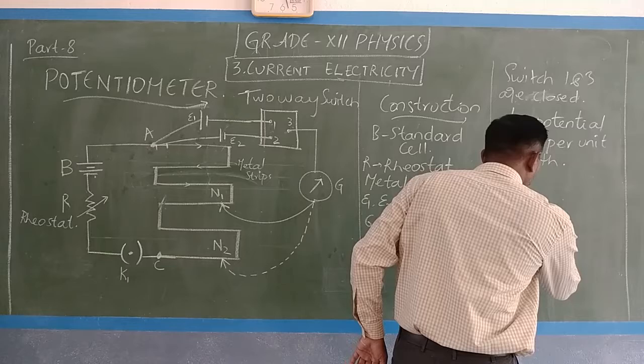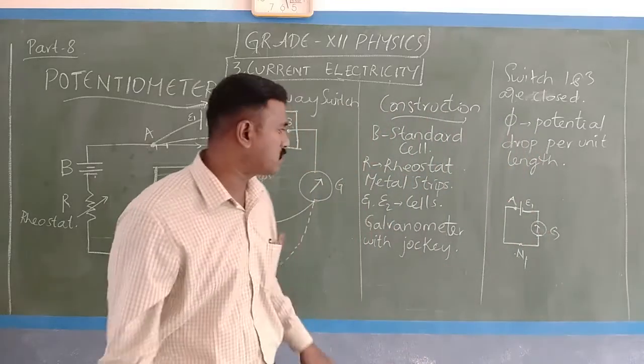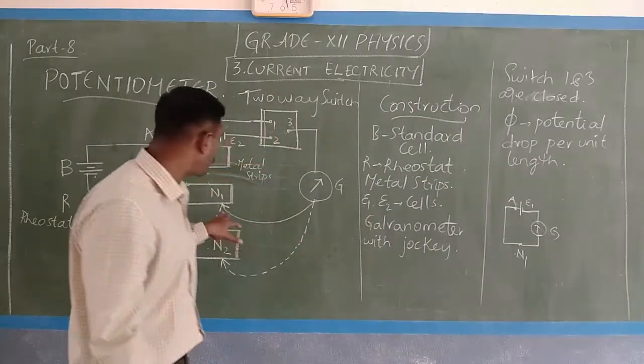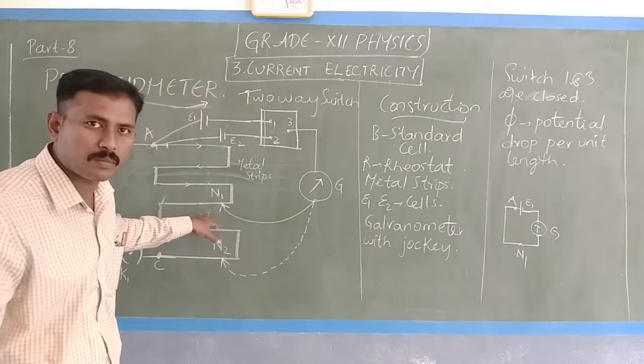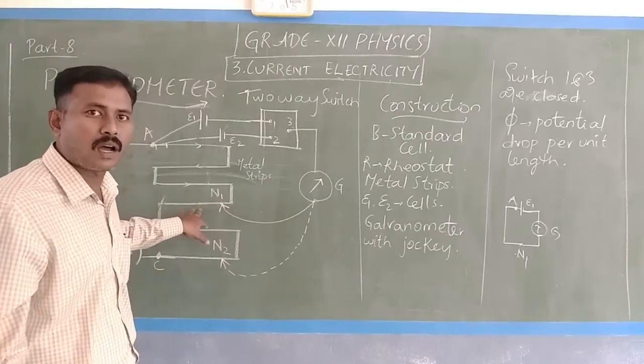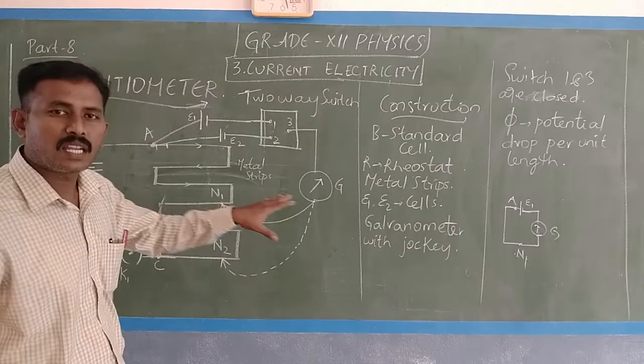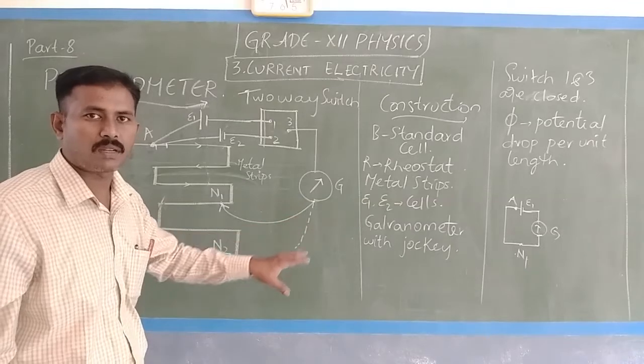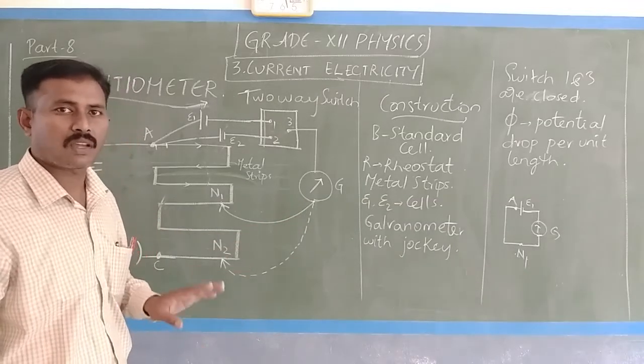When there is no deflection in the galvanometer, this N1 is varied. நான் N1 vary பண்றேன். மீட்டர் பிரிட்ஜ்ல பண்ண கான்செப்ட் தான். How far? Until there is null deflection in the galvanometer. Okay.